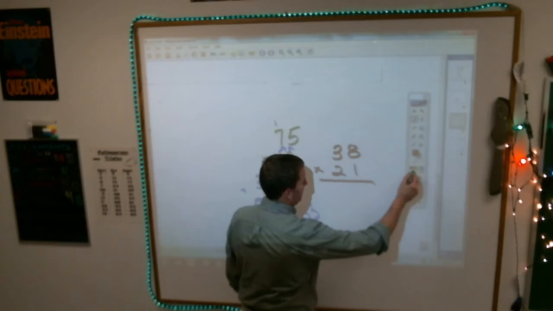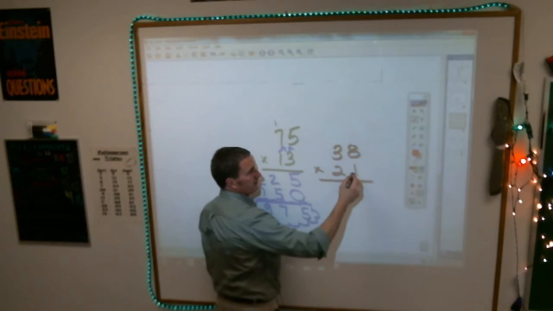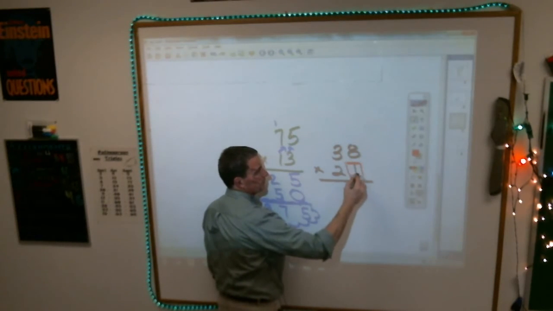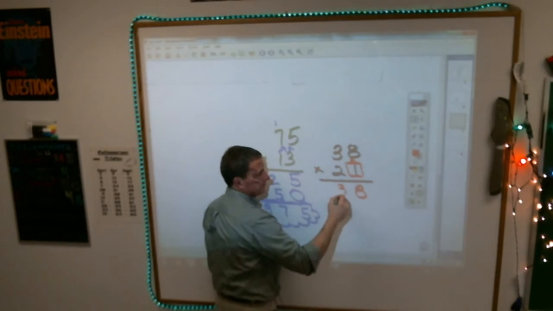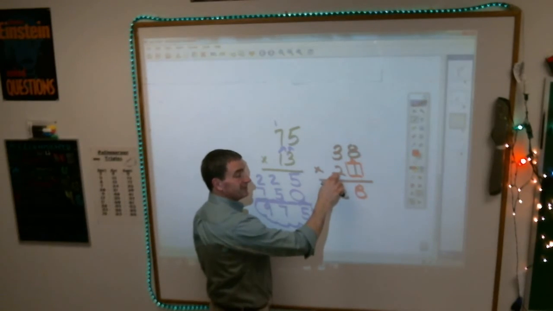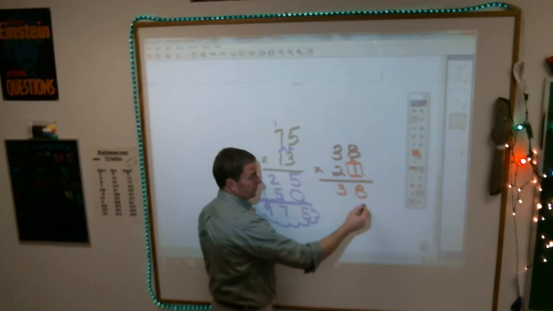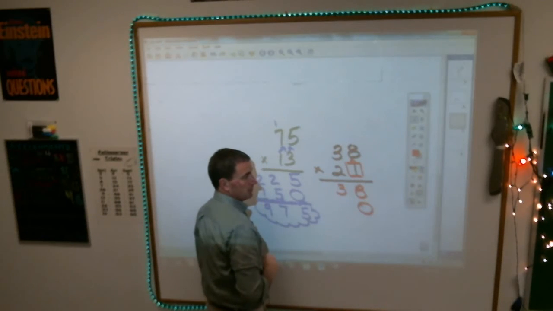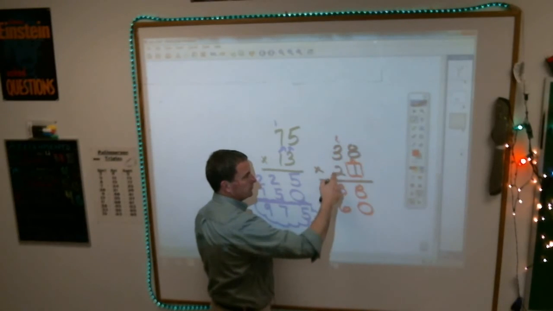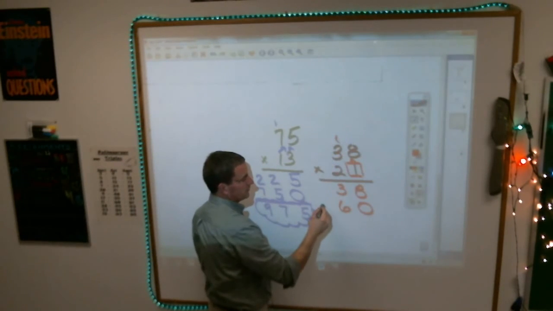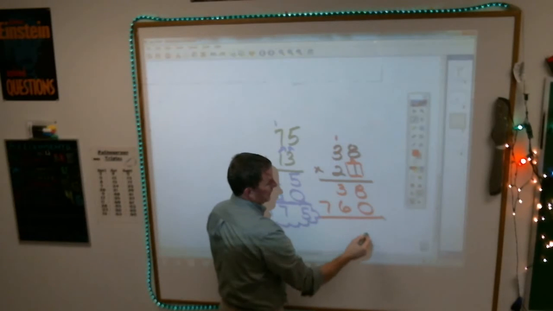Hopefully, this is what you came up with. Start bottom right with the 1. 1 times 8 is 8, and 1 times 3 is 3. Now, because this is in the tens place, I start with that 0. 2 times 8 is 16. Carry the 1 over. 2 times 3 is 6, plus that 1 I moved over is 7. Adding those things together, I get 798.